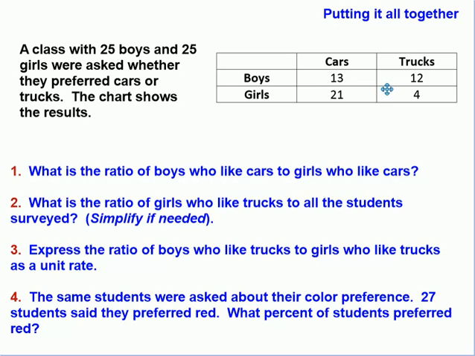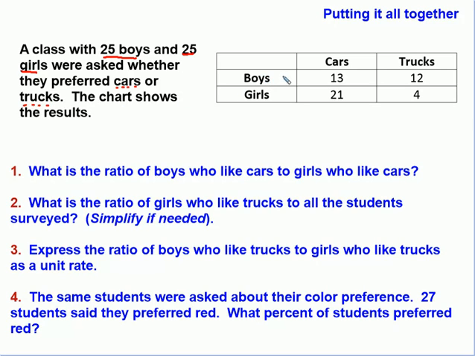Now let's try to put all of this together. We've talked about ratios, and we've talked about rates and unit rates and percents. So let's try to put all that together to solve a few problems. Here we go. A class with 25 boys and 25 girls were asked whether they preferred cars or trucks. The chart shows the results.